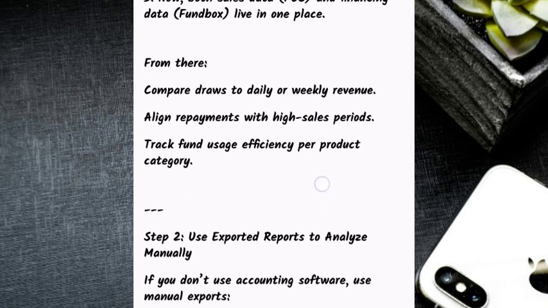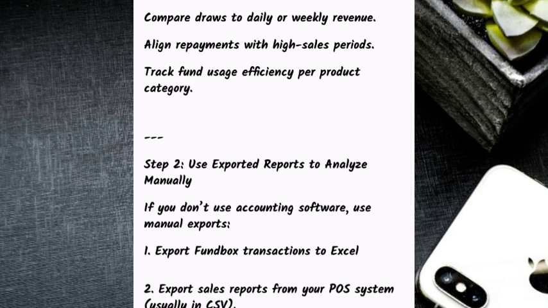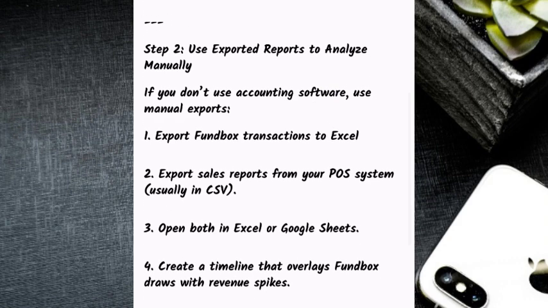Now, the second method is to use exported reports to analyze manually. So if you don't use accounting software, you can use manual export. First, you can export Fundbox transactions to Excel, and then you're going to export a sales report from your POS system, usually in a CSV file format.